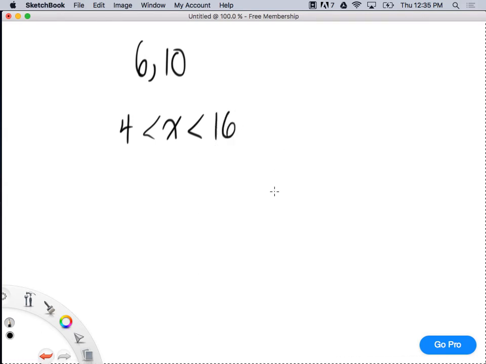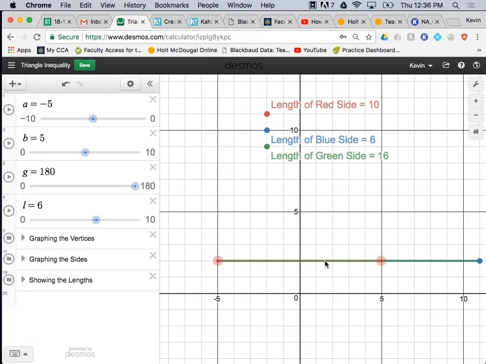No, x is greater than 4 and x is less than 16. So this is how I write in between. Yes, sir? Why does it start at 4? Because it's not just starting at 5. The closest side could be like 4.05 or something. So it's just greater than 4, but not necessarily greater than or equal to 5, because I'm not just using integer values.